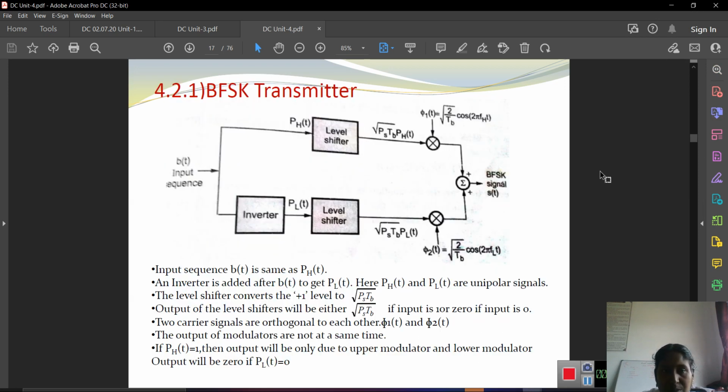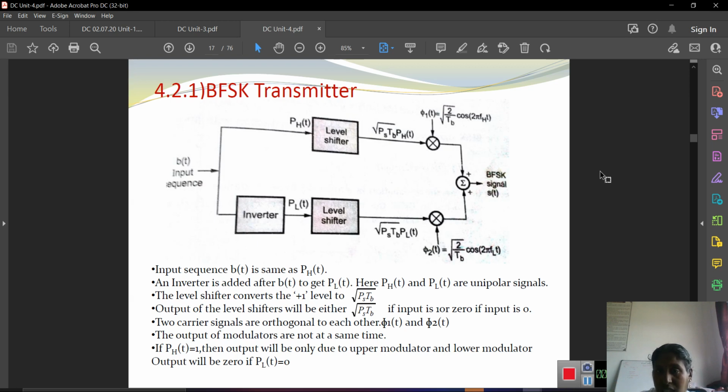Next we see the BFSK transmitter section. Here the B of t input sequence is available, here the inverter section, and the level shifter is also available. Finally the mixer circuit, and finally we get the output. The B of t input sequence is moved to the level shifter section, that is P_H of t, P_L of t. Then the output is root of Ps TB into P_H of t, and root of Ps TB into P_L of t. Then the orthogonal signal is used in the mixer stage.